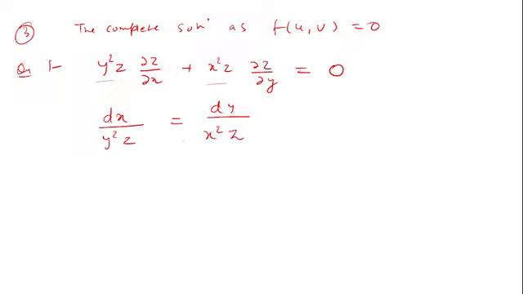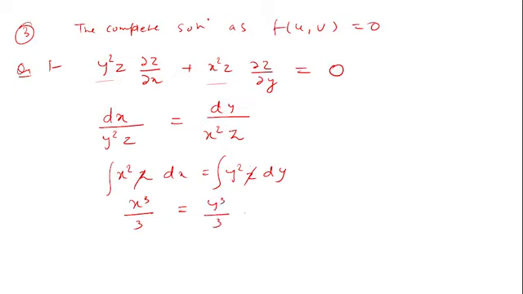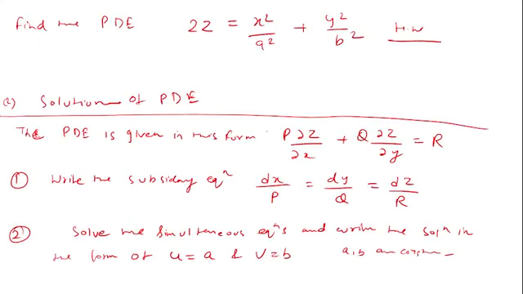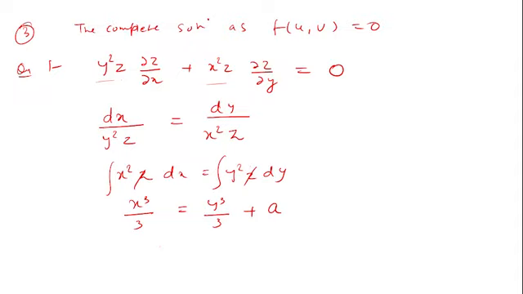Then what you have to do? You have to solve this. When you solve this, x square z dx is equals to y square z dy, z cancels. Integrate this. It will be x cube by 3 is equals to y cube by 3, and the constant will come as a. Here I have written a. You have to get this in the form of a. You can write this equation as 3a is equals to x cube minus y cube.